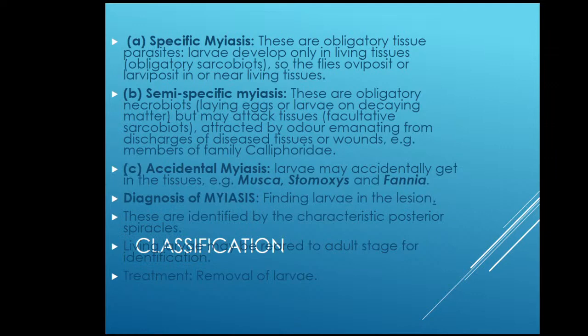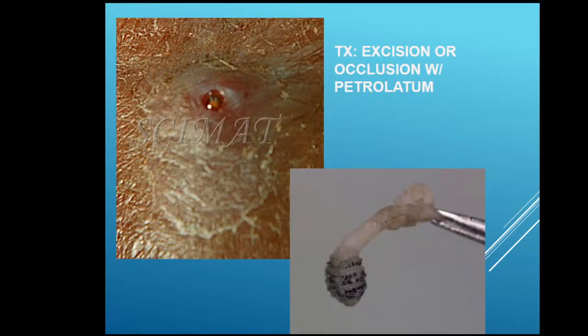Accidental myiasis is caused by larvae which accidentally get into the human body. For example, accidental myiasis can be caused by larvae of Musca domestica, Stomoxys and Hypoderma. Diagnosis of myiasis is finding larvae in wounds and lesions. The treatment of myiasis is a simple removal of larvae. Mostly the larvae of flies develop in the skin of humans and animals and feed on living tissues.